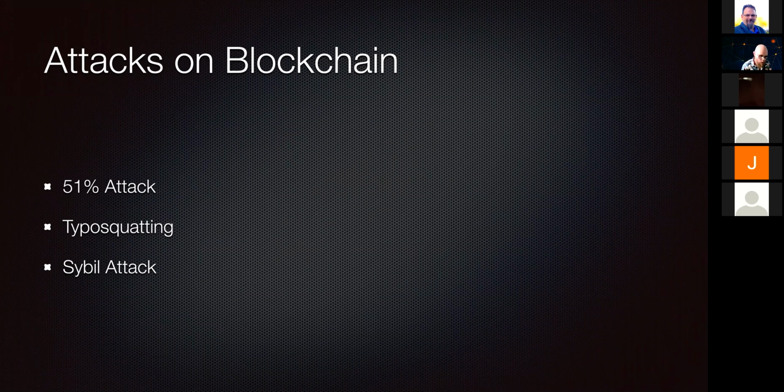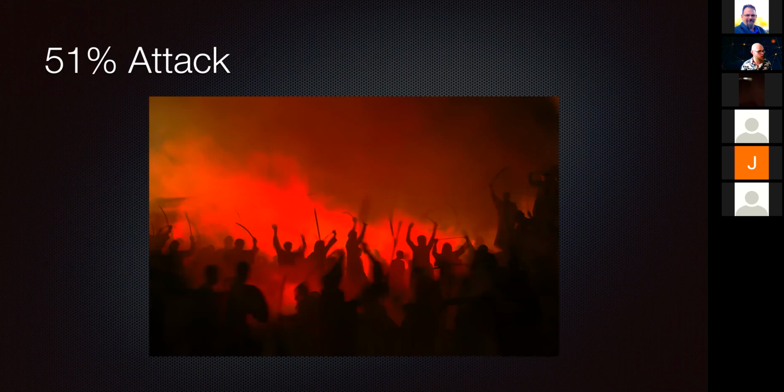Let's talk a little bit about what actually happens to the blockchain itself and what attacks look like on the blockchain, when you're talking about what's being built, how it's being built, how it's being controlled. So we're going to talk about the 51% attack, we're going to talk about typosquatting, and we're going to talk about the Sybil attack. The 51% attack is pretty straightforward.